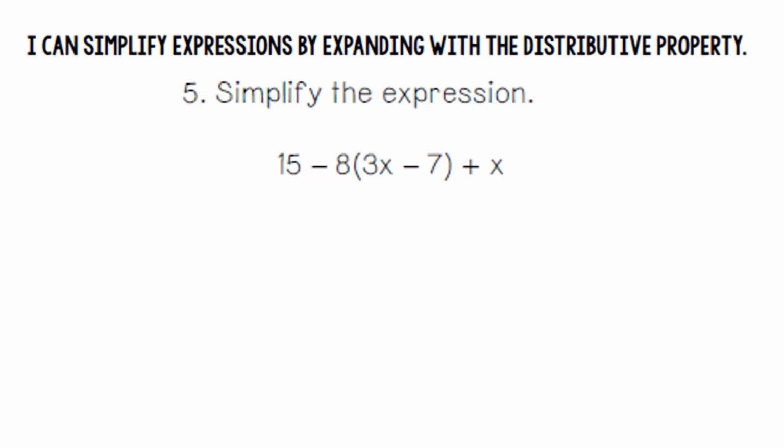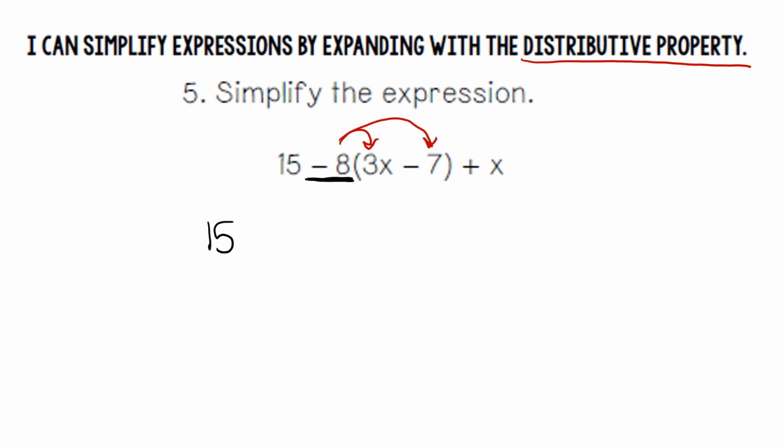Now we're going to move over in skill and we're going to add in the distributive property. The distributive property is parentheses and it means that we're going to be multiplying. So when we multiply, the 15 is going to stay the same because it's not part of the parentheses. And we're going to multiply by this minus 8.